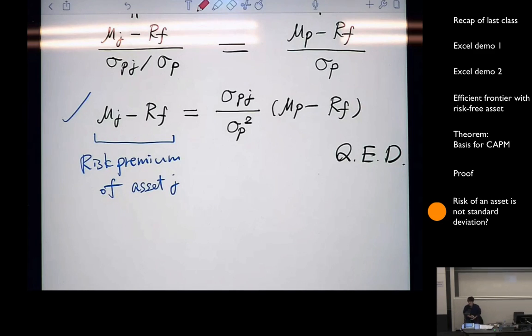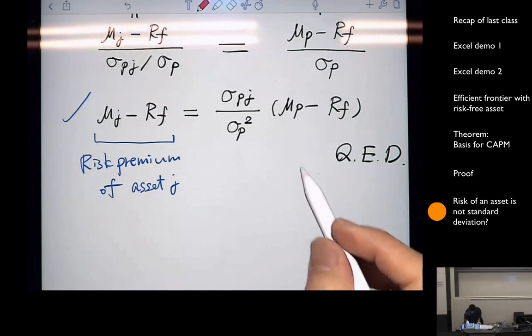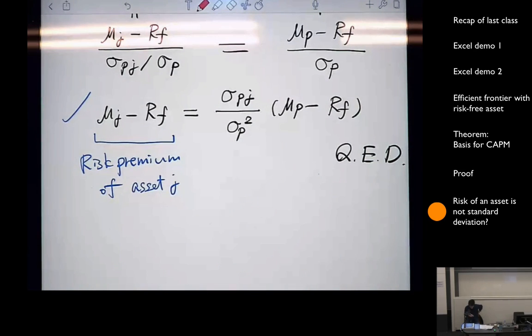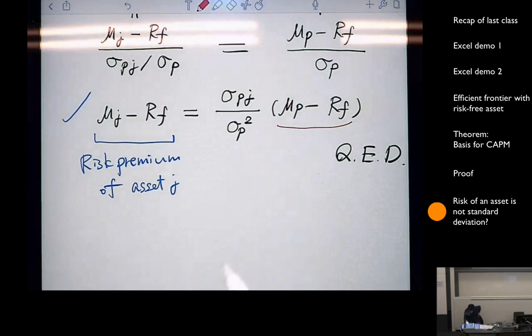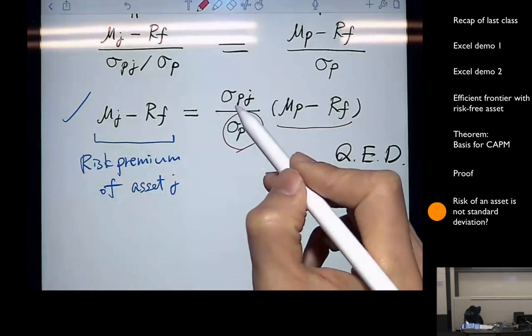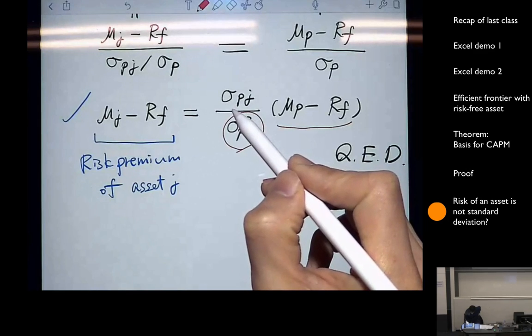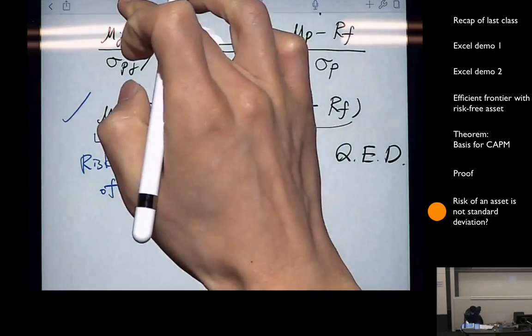Let's look at the right-hand side of this equation. When we look at the right-hand side of the equation, this part doesn't have any J. This part doesn't have any J. The only thing that includes J is this.